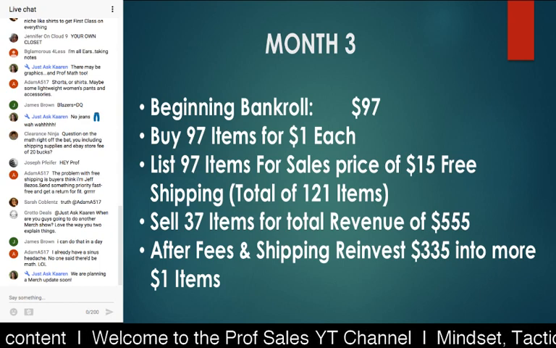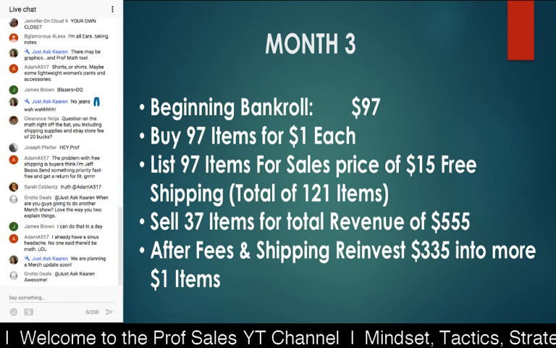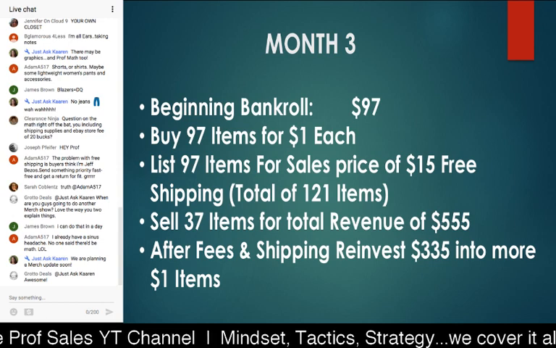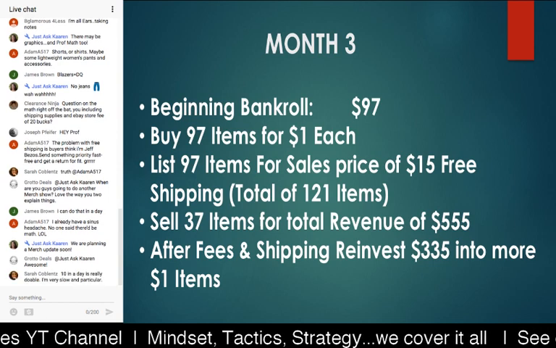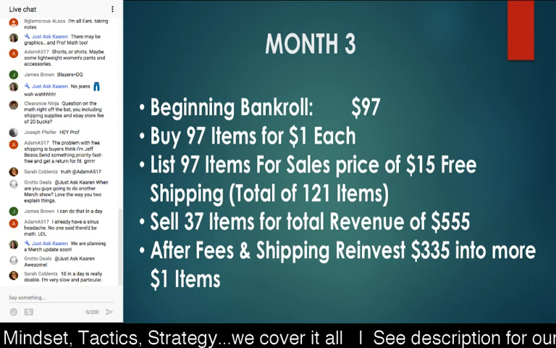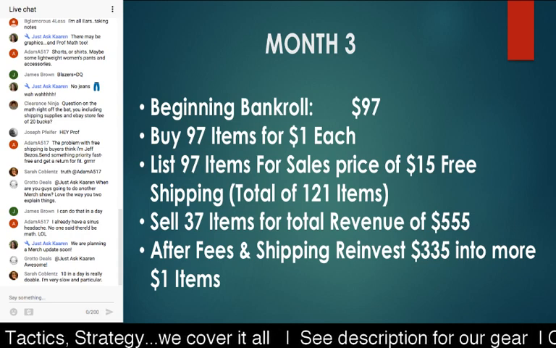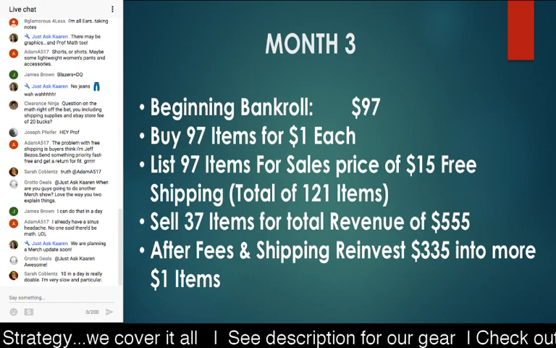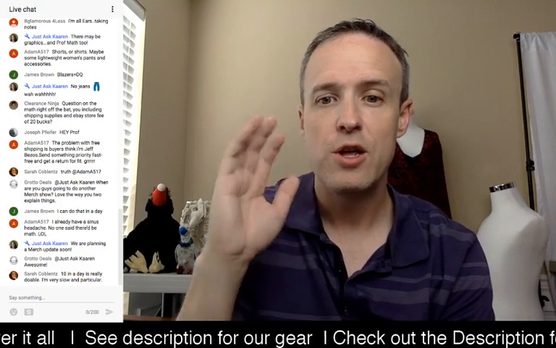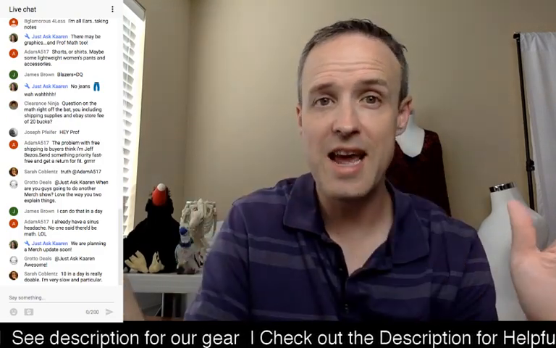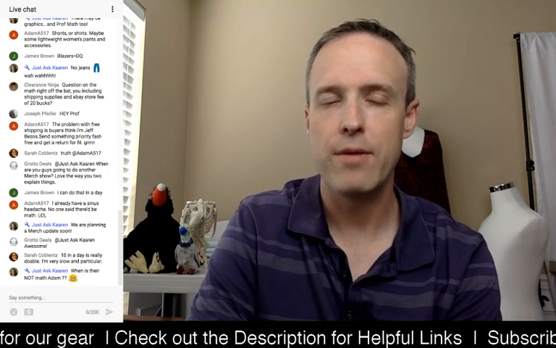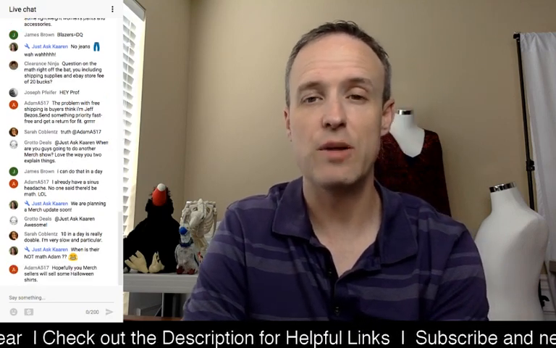So now you're going to sell around 37 of those. You should have total revenue of $555. We are halfway to our goal of making 1,000 bucks in 1 month. And then after your fees and shipping, you should have $335 left to reinvest. So now after 3 months, you're 90 days in, you're already grossing 500, 600 bucks a month, and you've got some cash in the bank.